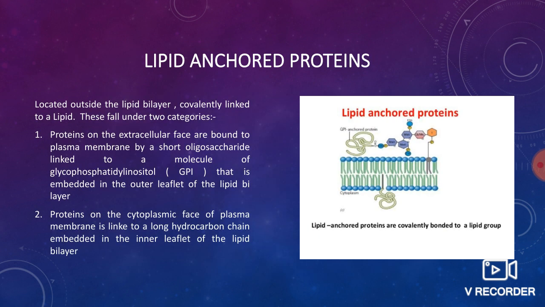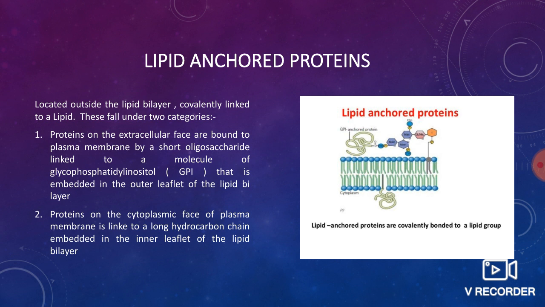Now the lipid anchored proteins. They are another type of protein linked to lipids. They are located outside the lipid bilayer, covalently linked to a lipid. They fall under two categories. They may be present on the extracellular phase as well as towards the cytoplasm. So depending upon this, the two categories are proteins on the extracellular phase and proteins on the cytoplasmic phase.